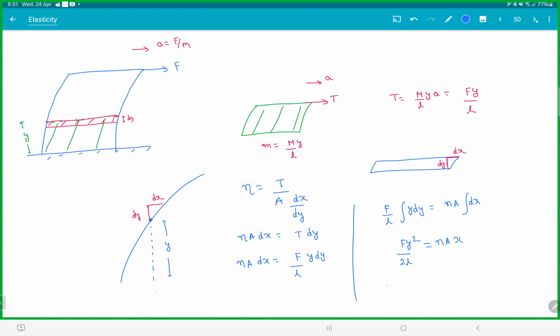This is a parabola. 2 eta a L x by F. It is this horizontal parabola. Have a look at this. Area is L square, right? You can do that. So area is L square. So 2 eta L cube by F into X.